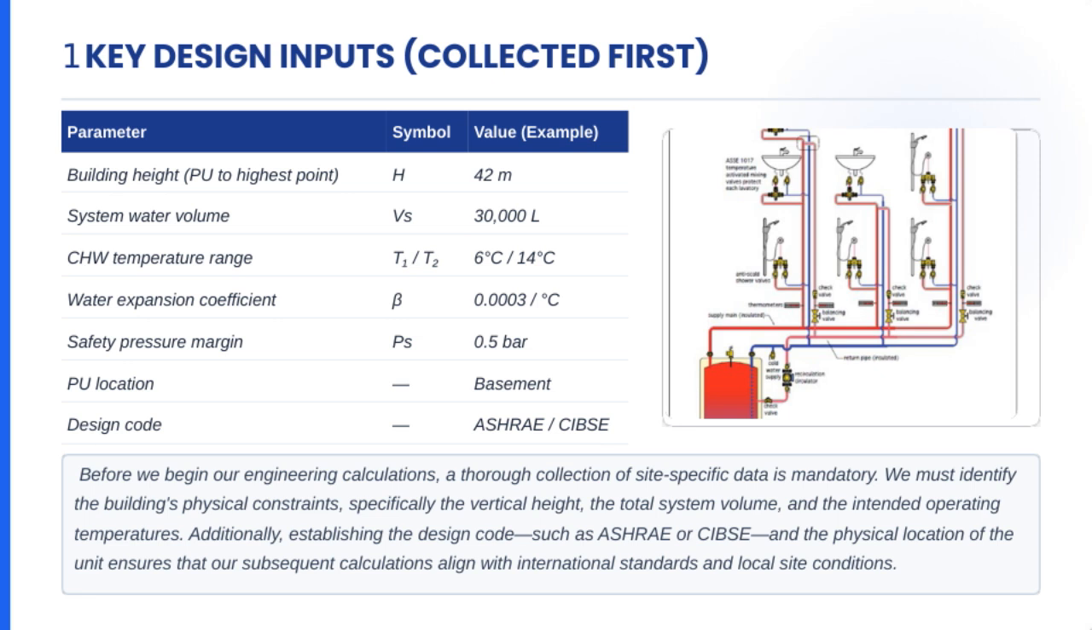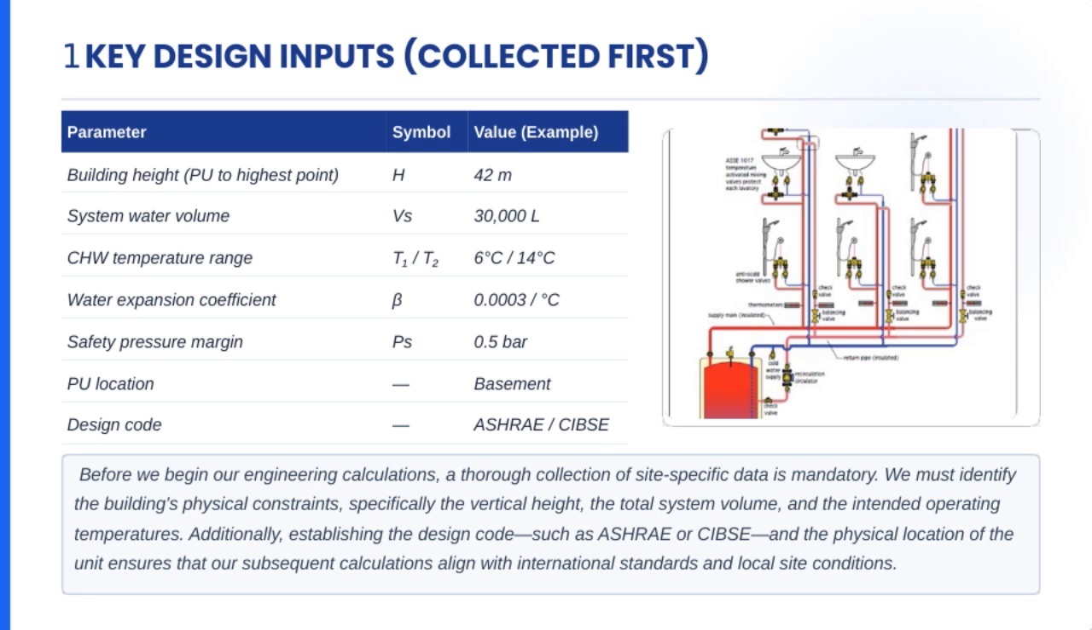Next, the system water volume, which is 30,000 liters in this case. Knowing this volume is essential for designing the system capacity and ensuring it operates efficiently. Then, we consider the CHW temperature range, which here is from 6 degrees C to 14 degrees C. These temperatures are critical because they influence how we size the system components and control strategies.